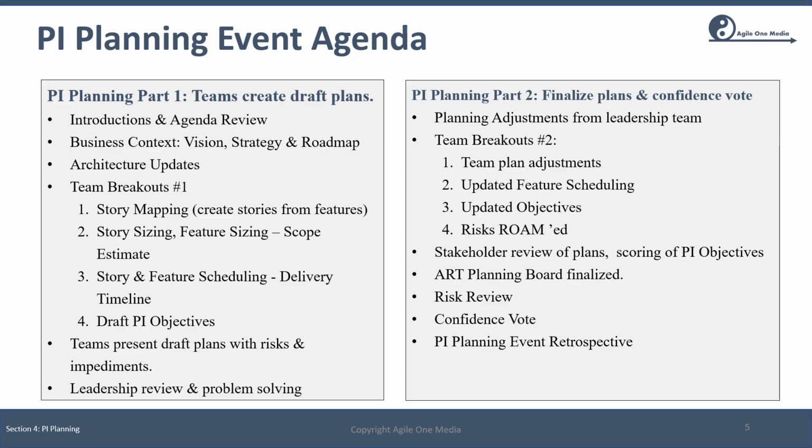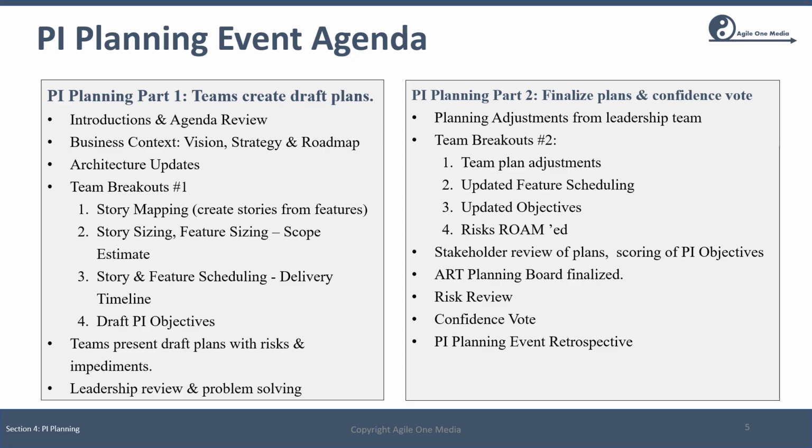Then each team presents their plans, highlighting major risks, dependencies, disconnects on scope. And then once all teams are presented, the leadership team meets to attempt to resolve any major problems and to identify some actions for the teams that they will share when the event reconvenes the next day or the next session.